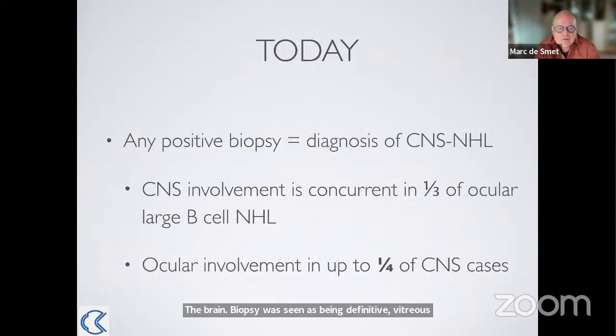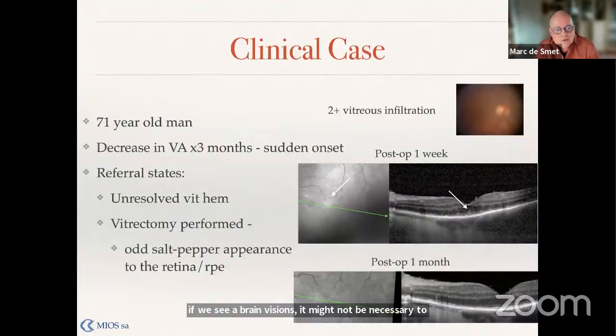I think today, if we have a positive biopsy, it diagnoses the CNS lymphoma, there can be some debate, but if it's a very typical large B-cell lymphoma with some other features, I think we can accept that it is involving the eye. And if we see brain lesions, it might not be necessary to go on to a brain biopsy. So this was a 71-year-old man.